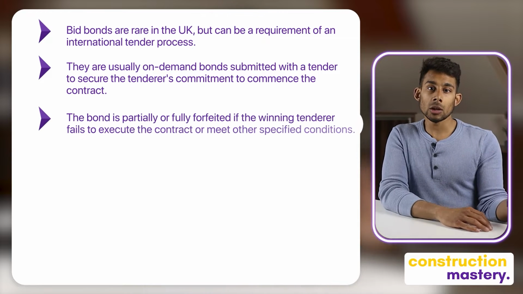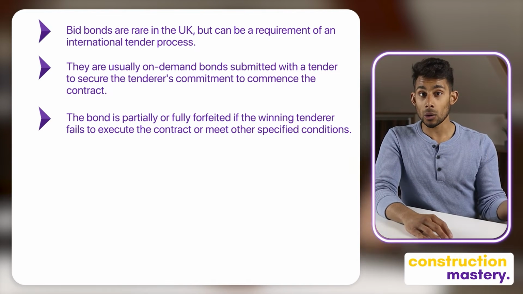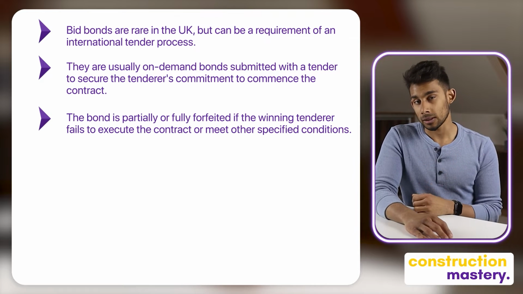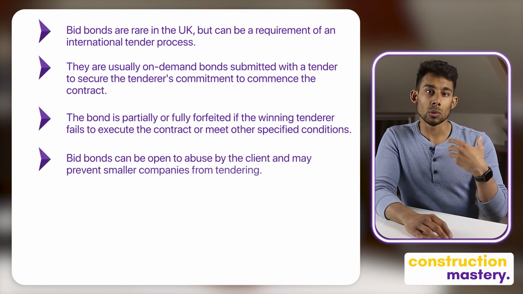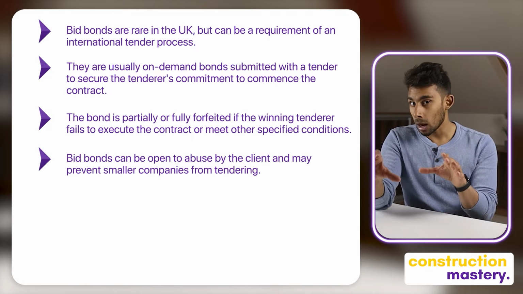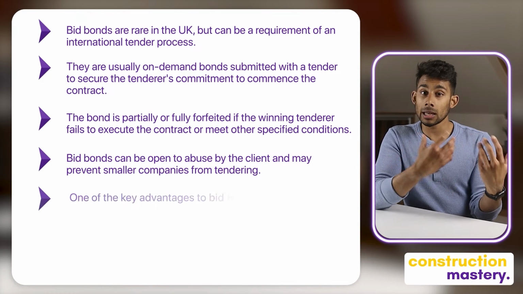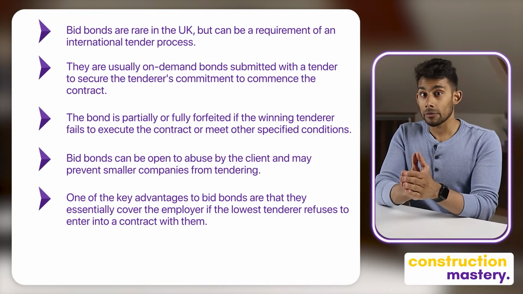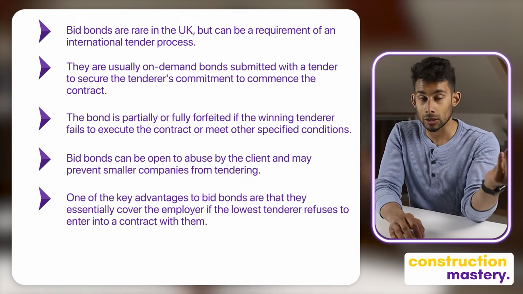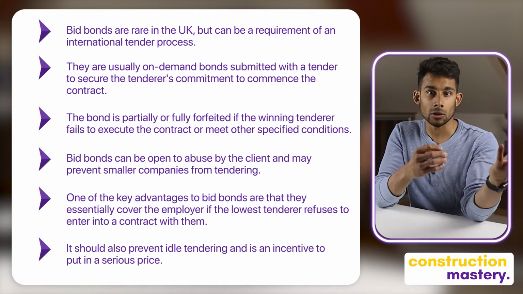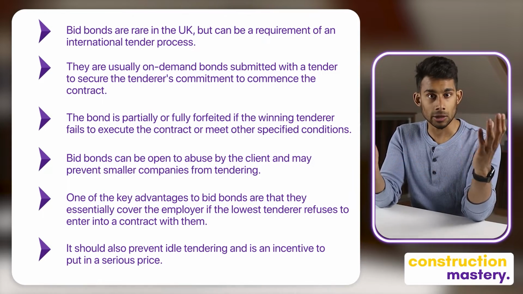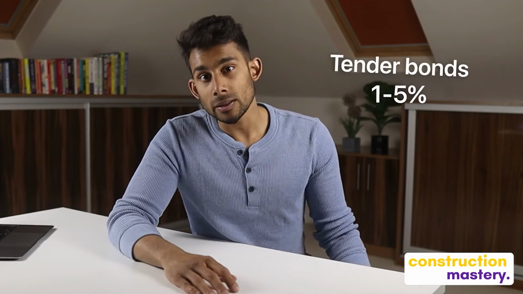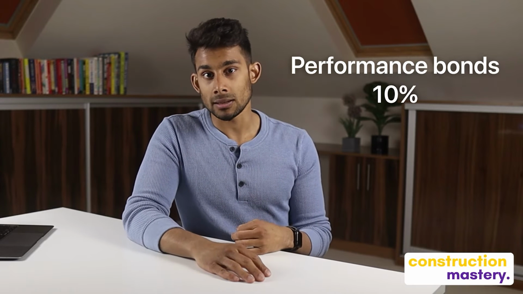And the bond is partially or fully forfeited if the winning tenderer fails to execute the contract or meet other specified conditions. Bid bonds can be open to abuse by the client and may prevent smaller companies from tendering. But one of the key advantages to bid bonds is that they essentially cover the employer if the lowest tenderer refuses to enter into a contract with them. It should also prevent idle tendering and is an incentive to put in a serious price. And the standard value of a tender bond, also known as a bid bond, is 1 to 5% of the tender sum. And remember that performance bonds are around 10% of the tender sum.